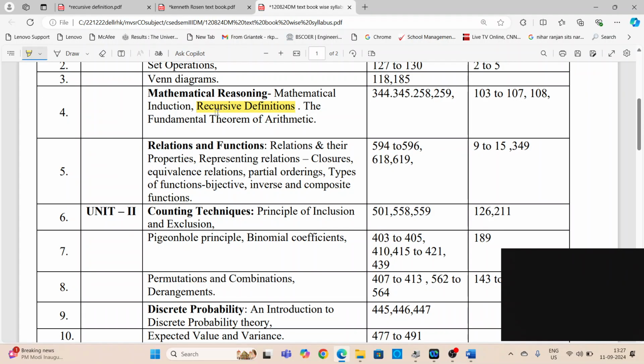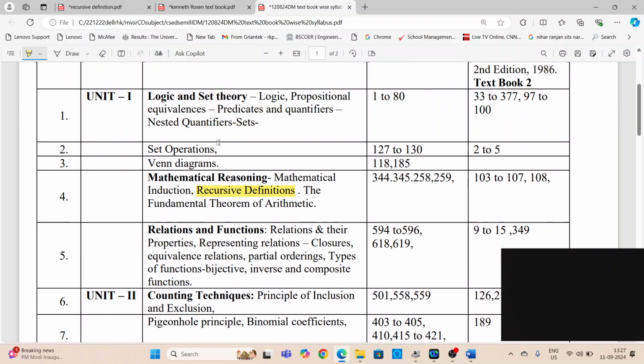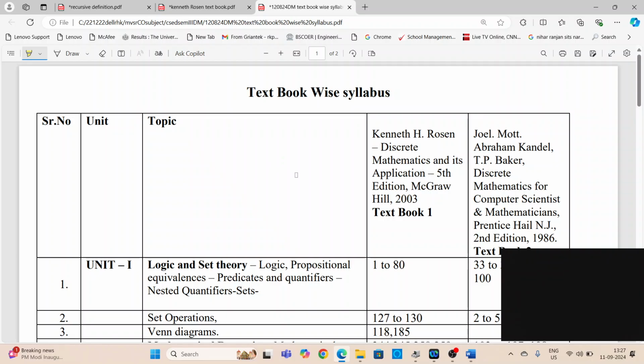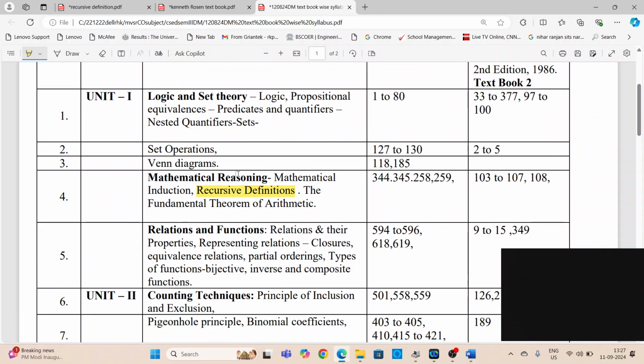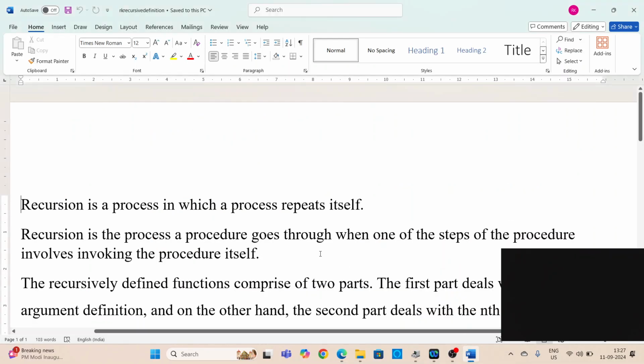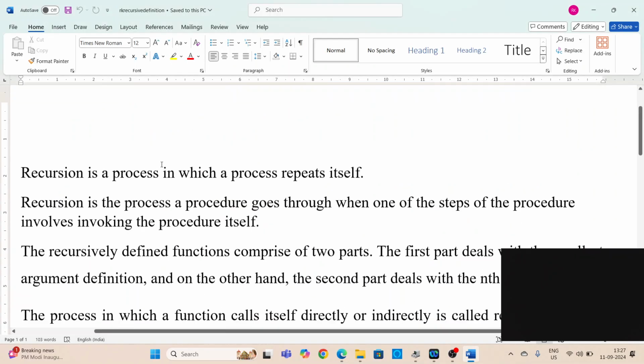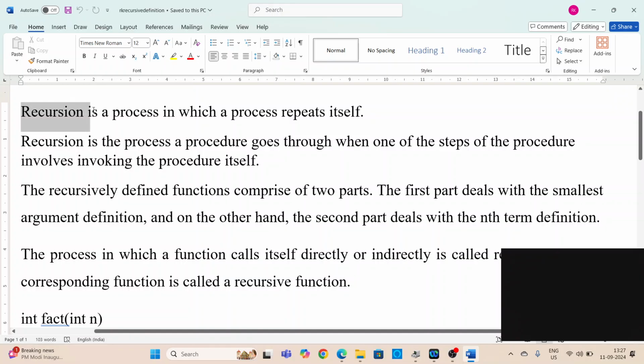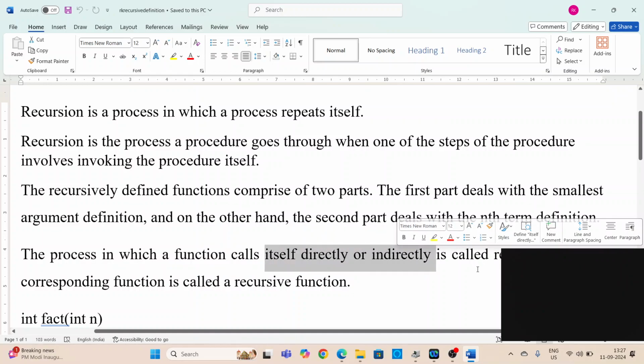So we'll have a quick session on recursive definitions for the subject discrete mathematics unit 1. And recursive definition has the word recursion, and we all computer science people know the meaning of recursion. So it's a process which repeats itself. In recursion, there is a function call which will be calling itself directly.